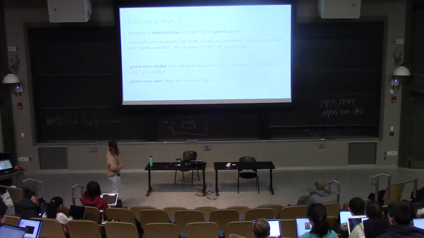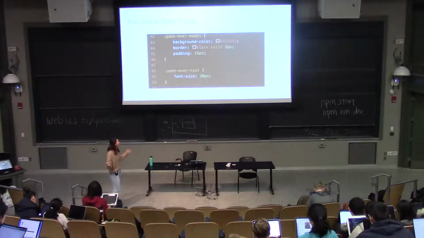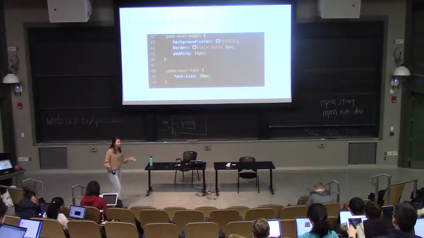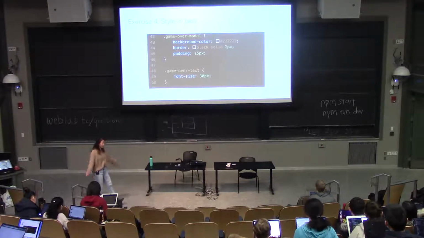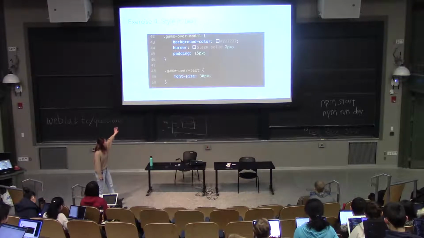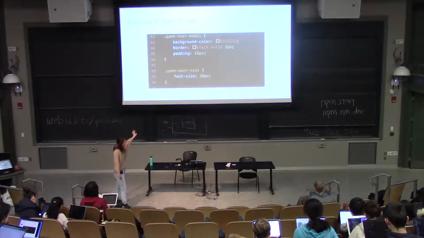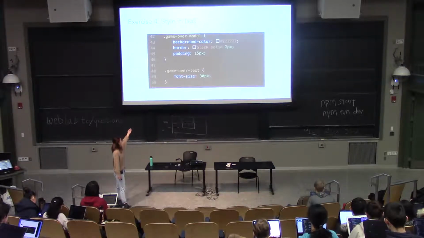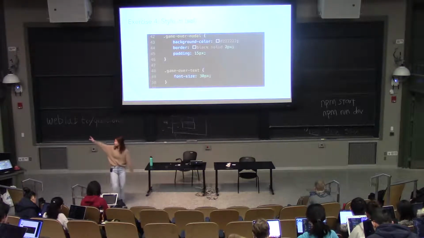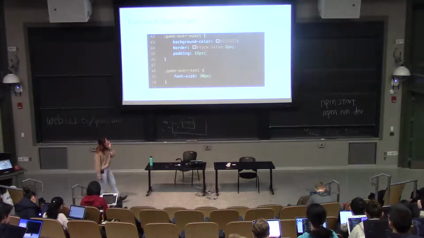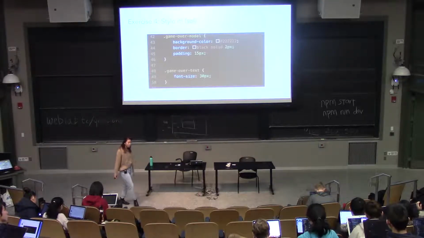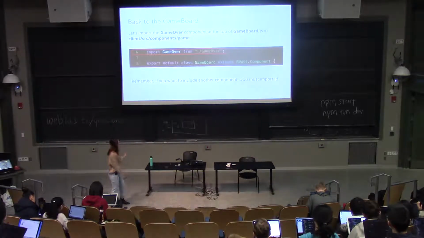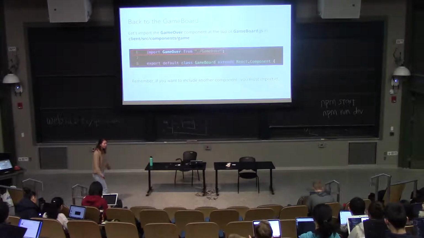I'll just show you guys the CSS. Styling a component in React is the exact same way you would do it, even if you didn't use React. All you do is add background color, the number doesn't have to be exactly correct. Add a border, padding, font size, we'll leave that up on the sides for you. And tomorrow, we'll show you that you can also use React with Bootstrap. So stay tuned. So, let's go back to the game board.